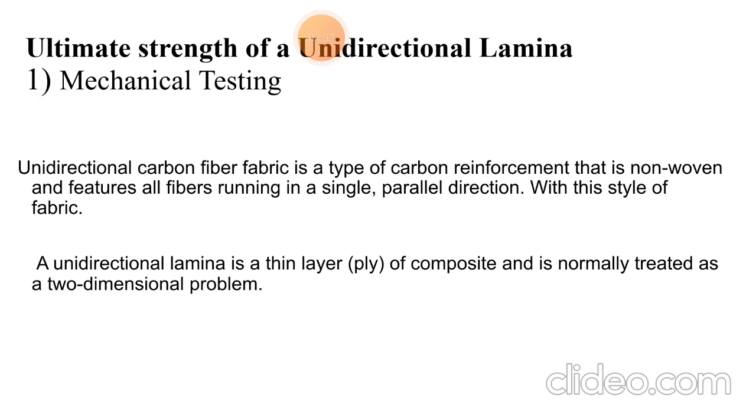Next is our topic, mechanical testing. Unidirectional carbon fiber is a type of carbon reinforcement that is non-woven and features all fibers running in a single parallel direction. The unidirectional lamina is a thin layer, or ply, of composites and is normally treated as a two-dimensional problem.